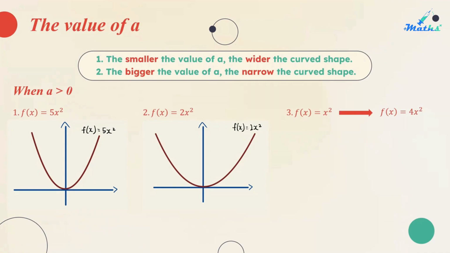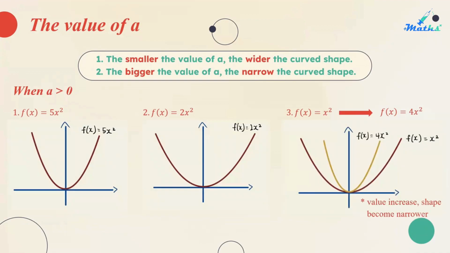Okay, let's see example 3. The previous question is f(x) equals x squared, and it is increased to f(x) equals 4x squared. Is 4 greater than 1? Yes, so the bigger the value of a, the narrower the curve shape. Remember, when the value is increased, the shape becomes narrower.